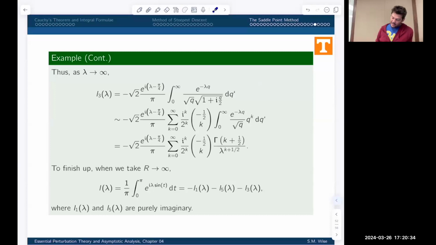So my Watson's lemma says that I can replace this with its power series expansion, integrate term by term, and I get an asymptotic series approximation. So that's exactly what I do. This is Watson's lemma here. I'm subbing in this power series expansion, and I'm going to integrate term by term now. And now I'm only in the Q variable.